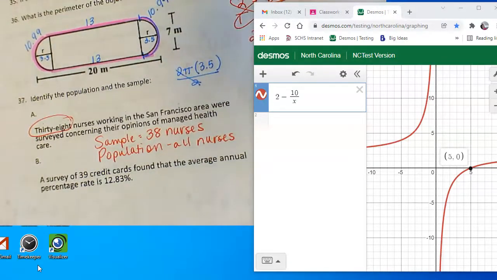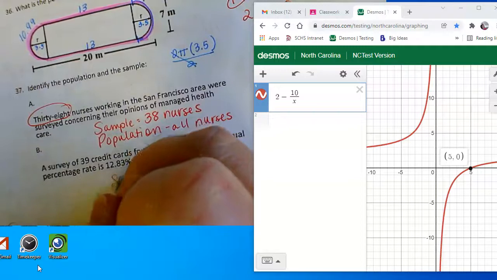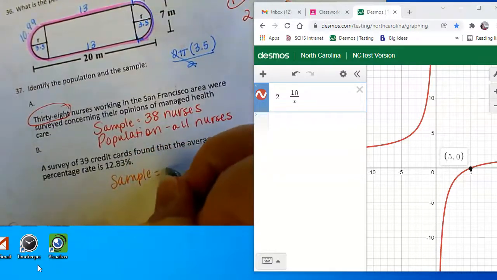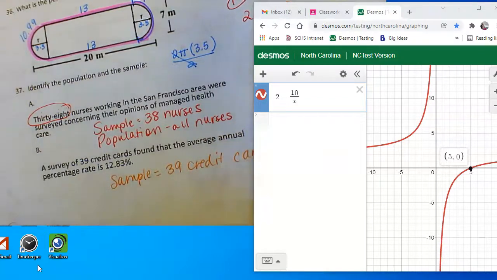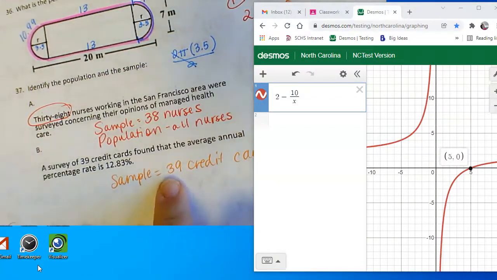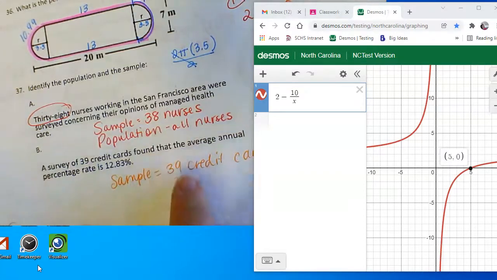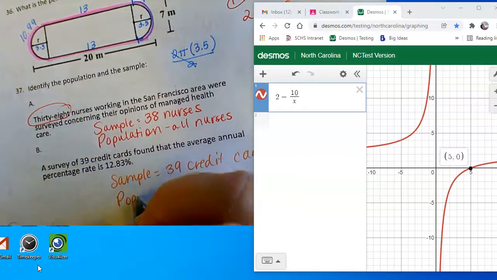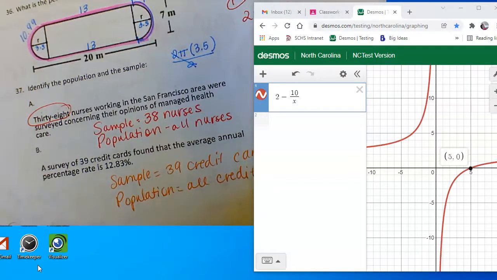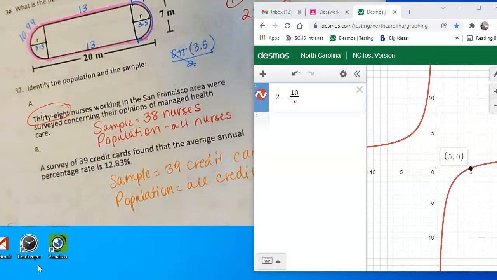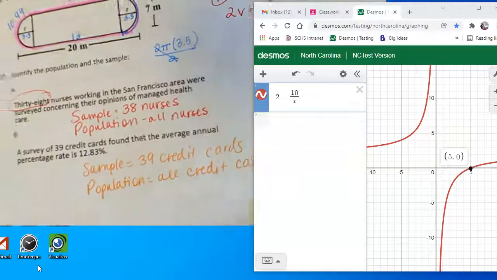Okay, B. A survey of 39 credit cards found that the average annual percentage rate is that. So what do we think the sample is going to be? The 39 credit cards. Whenever you talk about the sample, you might not always know the number. It might just say some of the credit cards or something like that. Just keep that in mind. But the population would be all the credit cards. Again, it could be all the credit cards in America. It could be all the ones in a certain state. It just would have to give you more information to answer that.